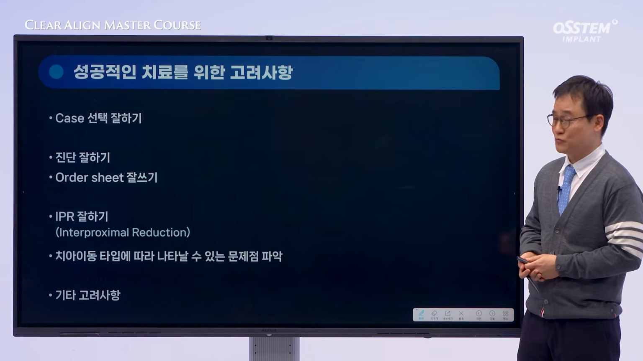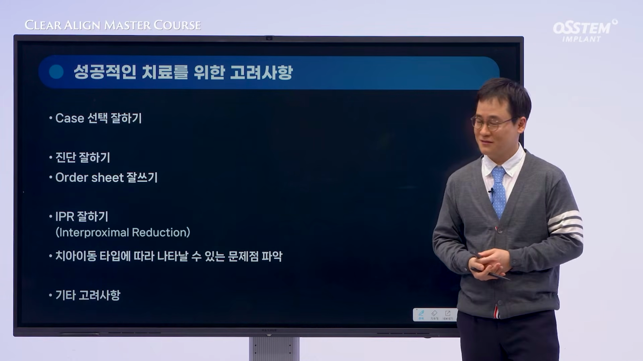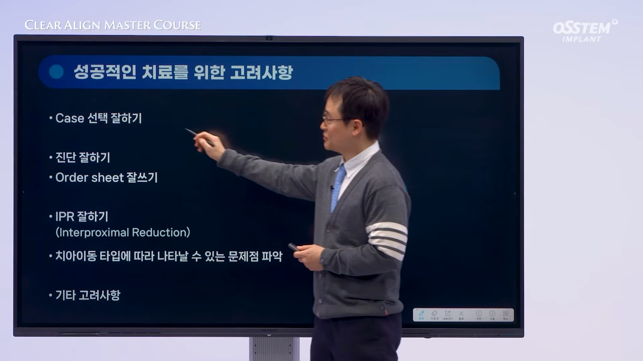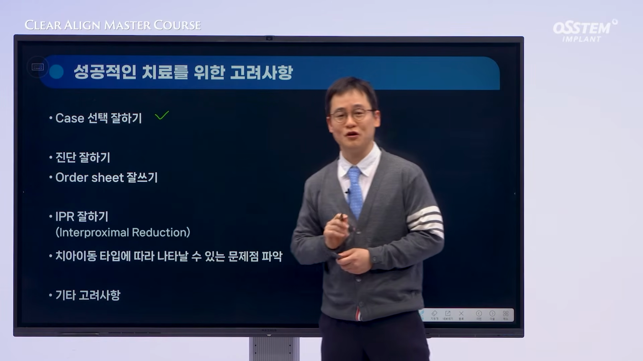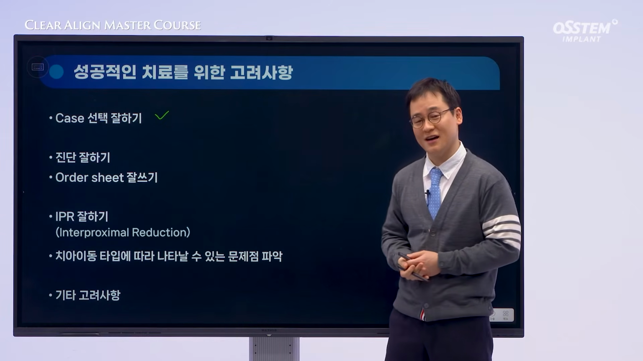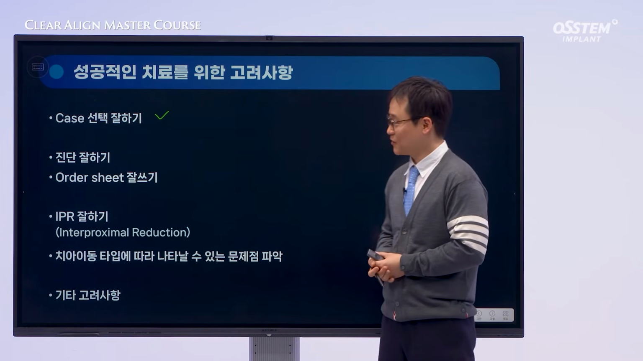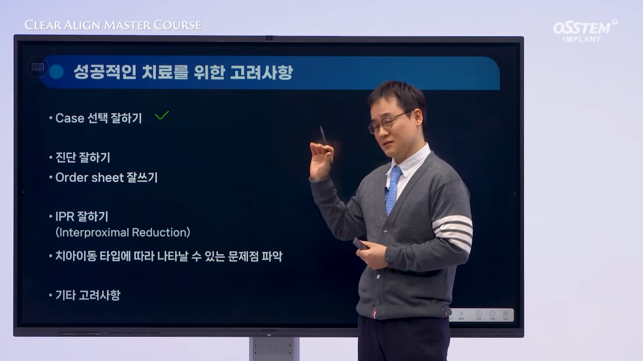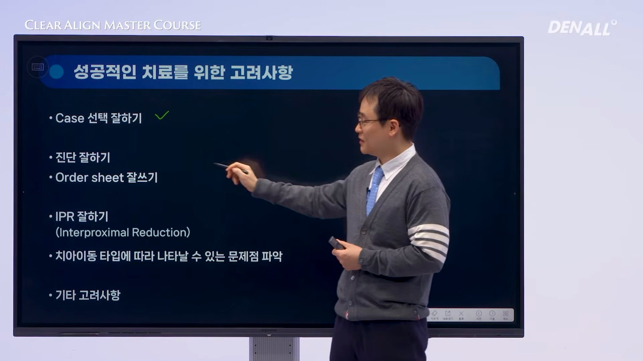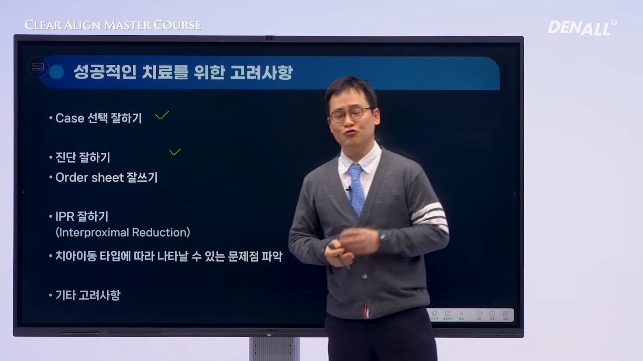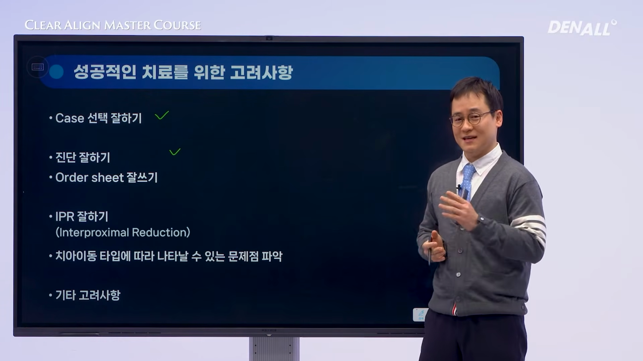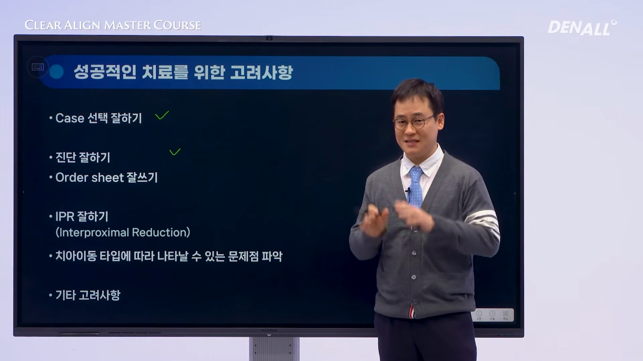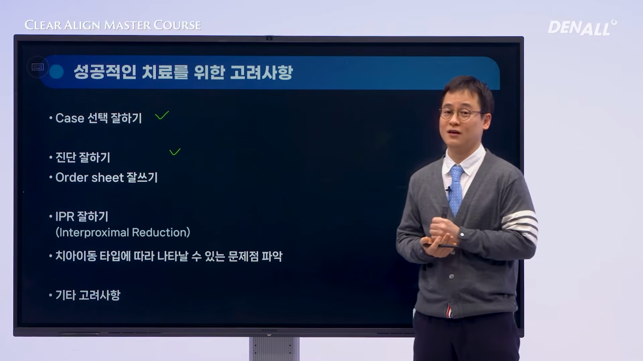Now, to help you perform clear aligner treatment effectively, I've summarized the key points as follows. As mentioned earlier, case selection is extremely important. Choosing the right cases leads to successful treatment outcomes. You need to become proficient in deciding which cases to select. Once you've selected a case, accurate diagnosis is critical. In clear aligner treatment, the diagnosis is considered the same as filling out an order for clear aligners. An accurate diagnosis is the key to submitting an accurate clear aligner order.